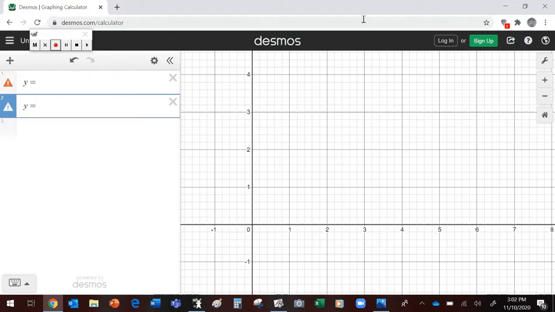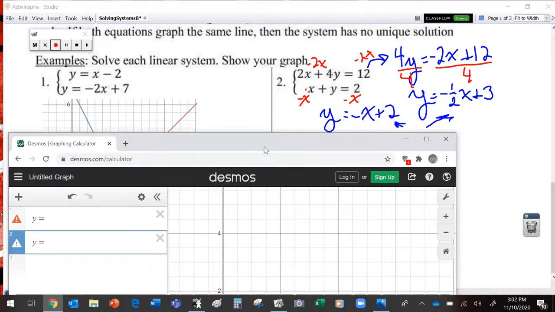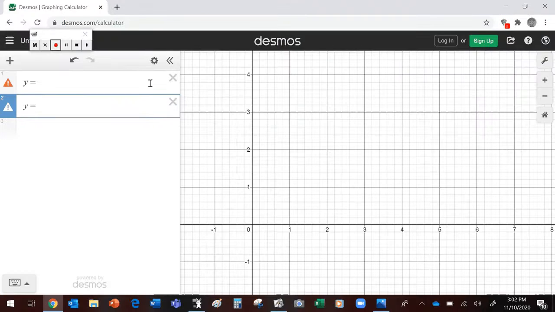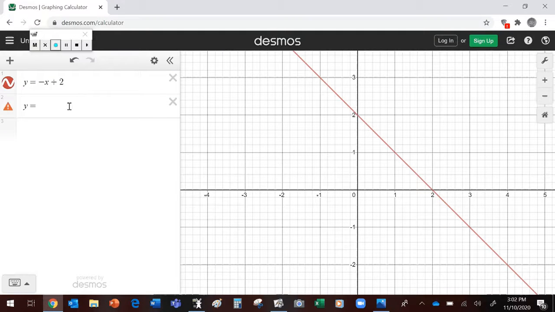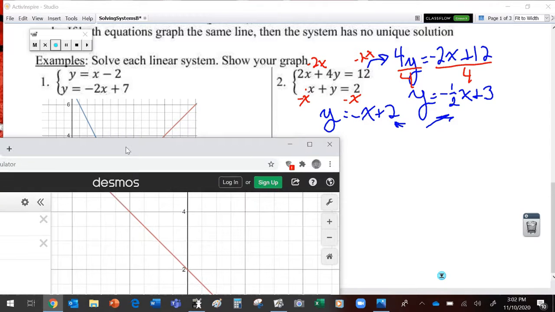Now, one of those equations, the first one that we want now, is y equals the opposite of x plus 2. So negative x, then plus 2. Okay, and there we go. I'm going to move this closer to the center there. Okay, so there's our first equation. Then our second function, we have y equals negative 1/2 x plus 3.